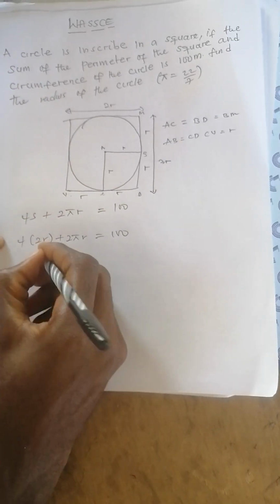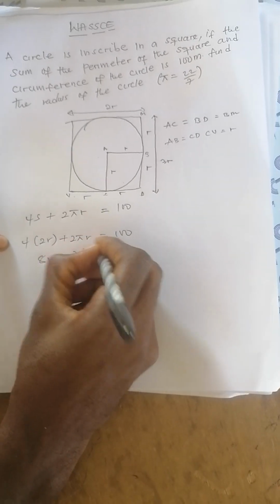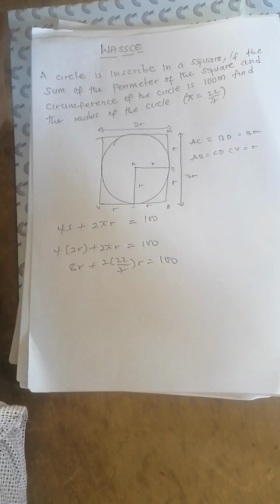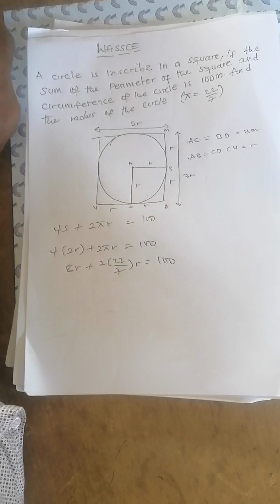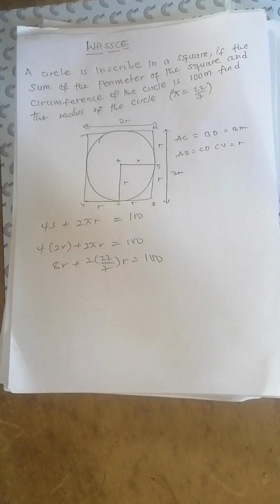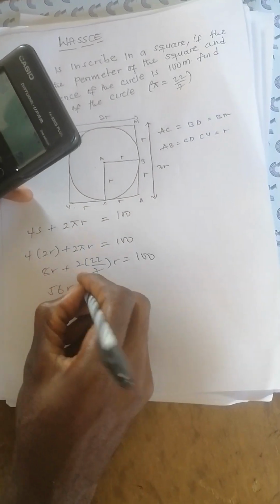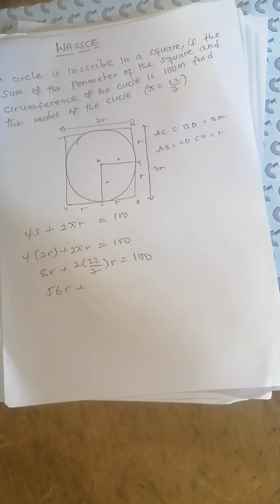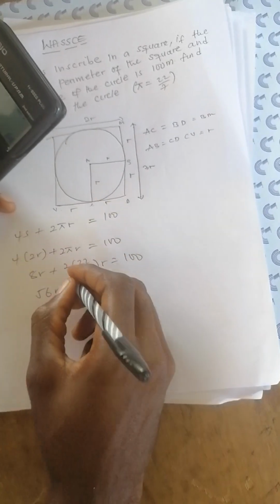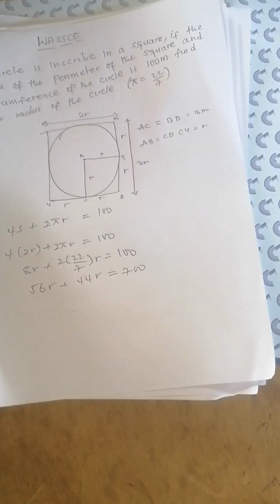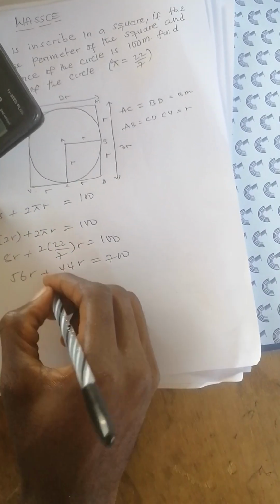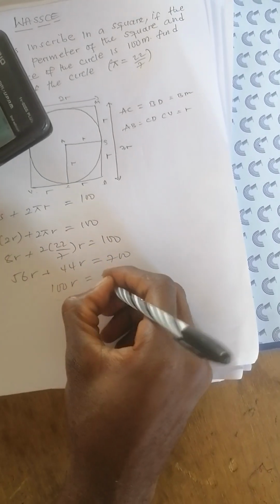From here, I'm going to have 8r plus 2 times 22 upon 7 times r, which is equal to 100. I'm multiplying both sides by 7. 7 times 8r is 56r. If I multiply this by 7, the 7 will cancel out, so it will be 2 times 22, which is 44r, equal to 7 times 100, which is 700. So 56r plus 44r is equal to 100r, which is equal to 700.